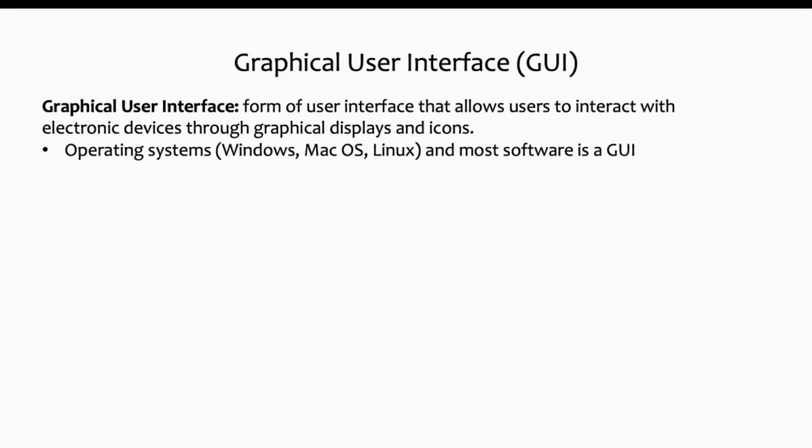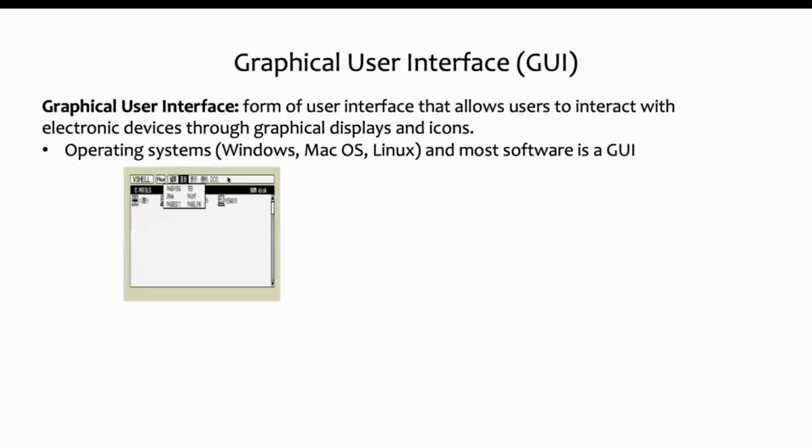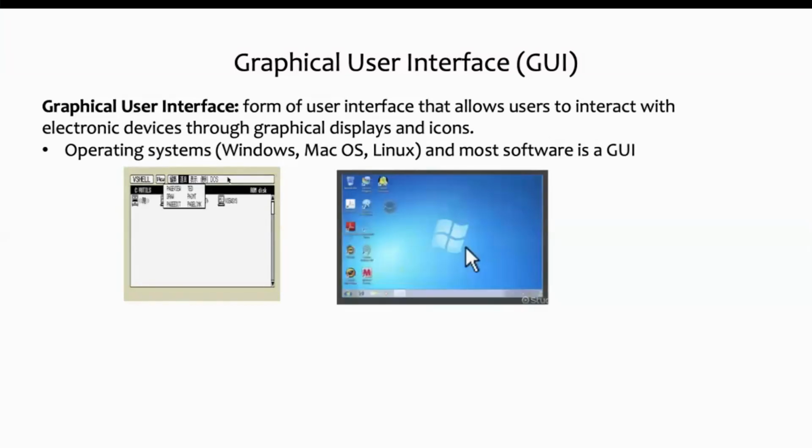If you've ever heard people use the term GUI in the context of software, this is what they mean. A graphical user interface is a form of user interface that allows users to interact with electronic devices through graphical displays and icons. So really this refers to any kind of operating system, like Windows, Mac OS, or Linux, and also most software. Most of what we interact with on a computer or electronic device is a graphical user interface. DOS was Microsoft's first graphical user interface, a system for allowing people to click around and interact with their computer using icons.